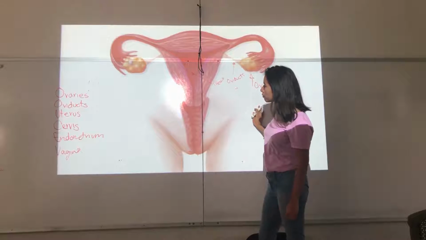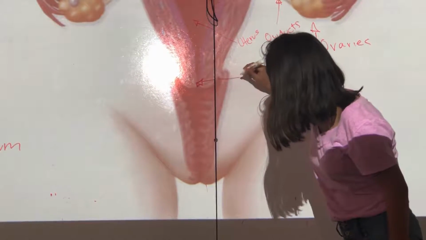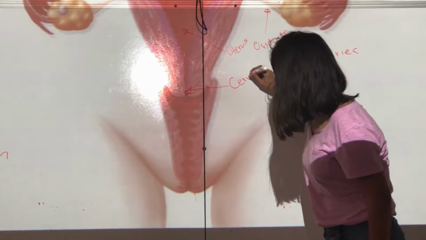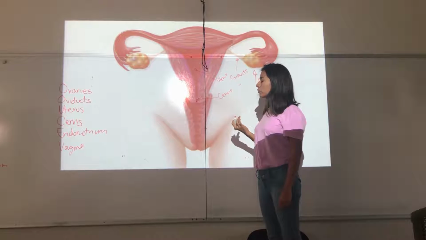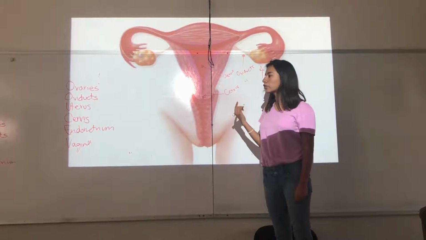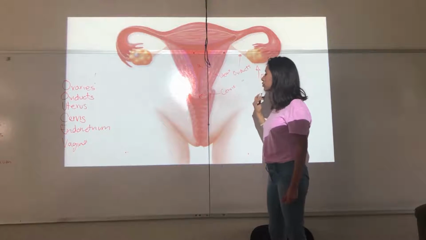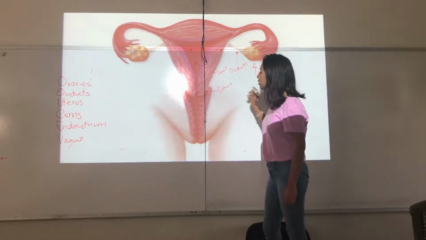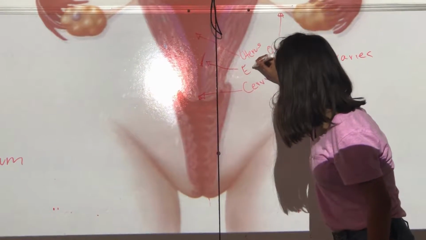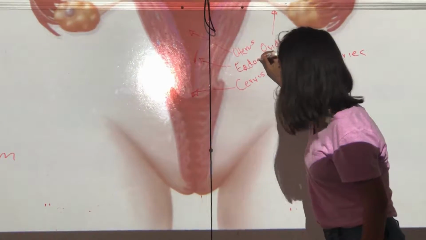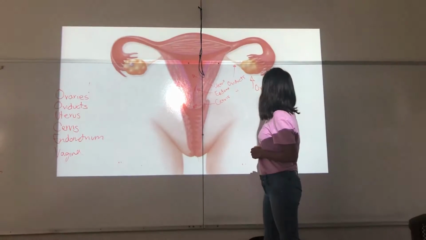And then we have the cervix. The function of the cervix is the entrance of the sperm and also the exit of the blood caused by the menstruation. And here we have the endometrium. Here in the endometrium occurs the implantation.